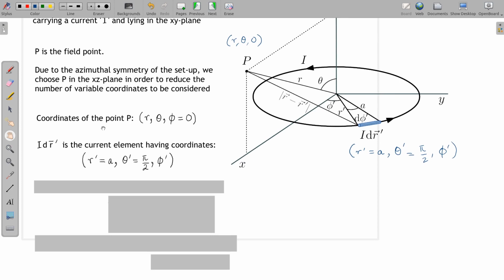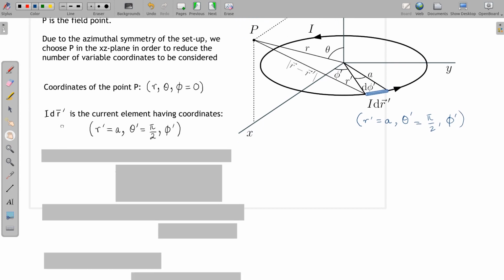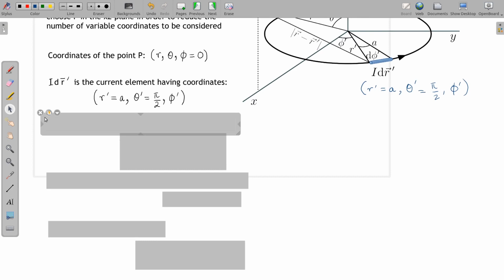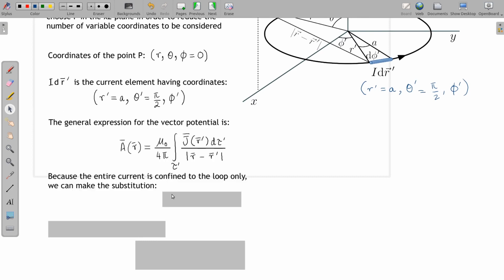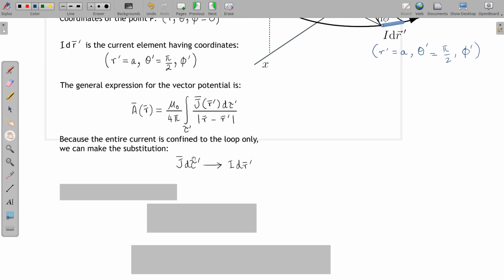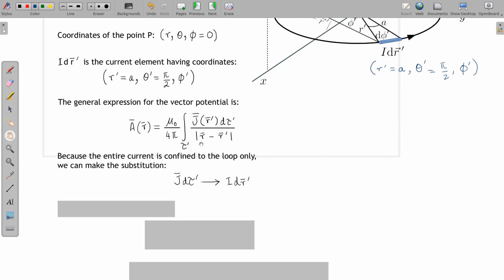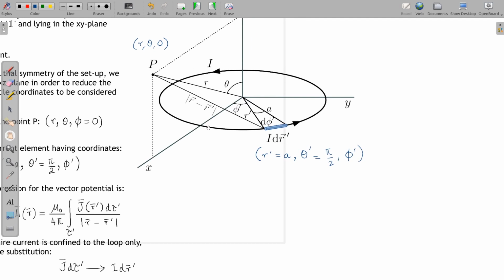Okay, so now moving forward, we can make a very important substitution. The substitution is, we can say that this j d tau prime is equal to I dr. Okay, the general expression for the vector potential is this, as we saw some time back, and over here there is a j d tau, but in this problem there is no j, there is only an I, right?